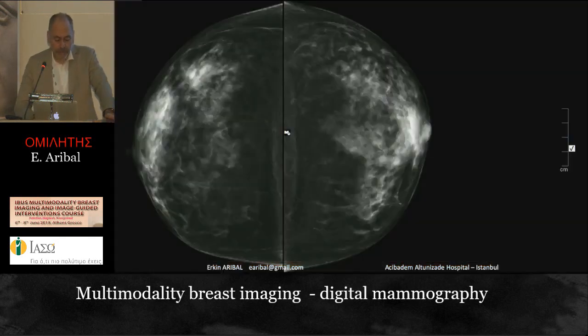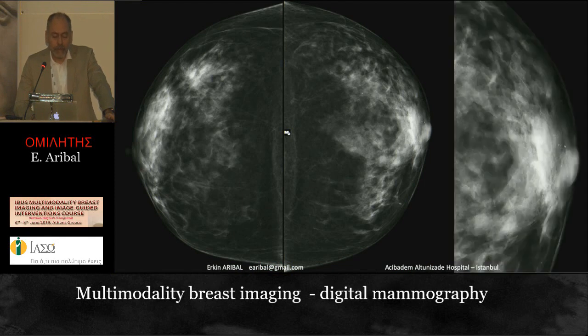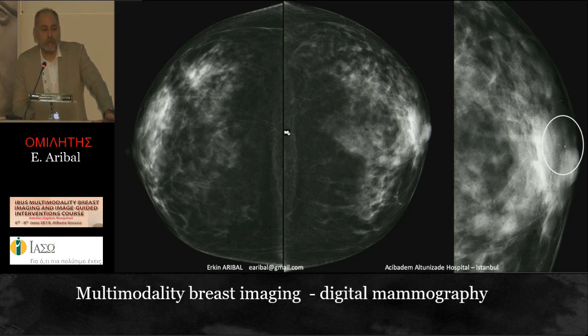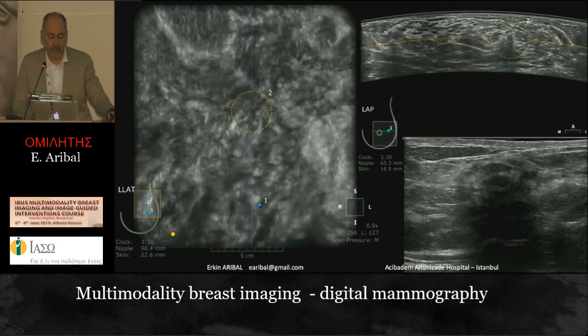A 42-year-old woman here. Small calcifications just at 12 o'clock over the nipple here. When we see calcifications, we always perform MRI because MRI gives more information about the calcifications and about their distribution. Sometimes you may not find anything on MRI, and if you don't find anything on MRI, then you have to rely on your mammographic findings, not on MRI findings.